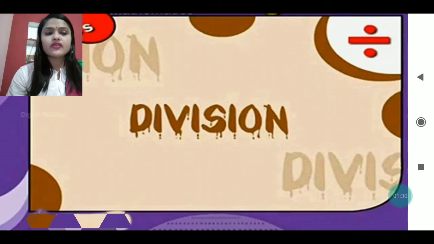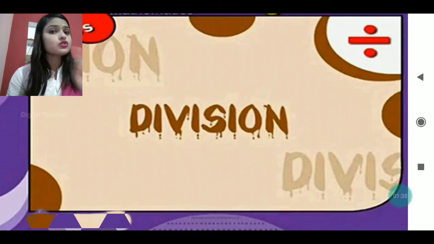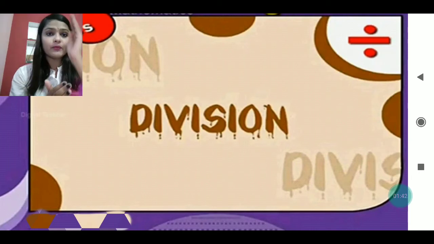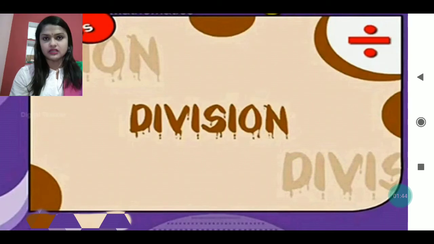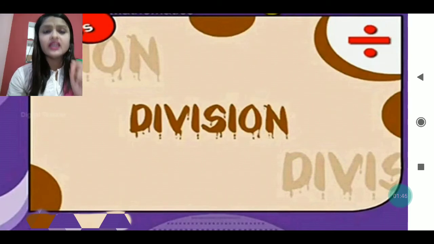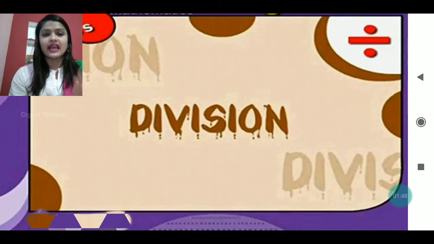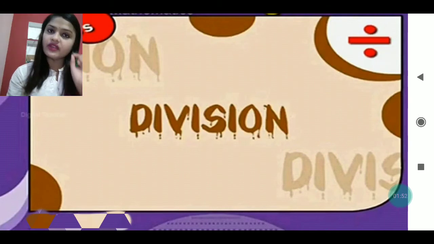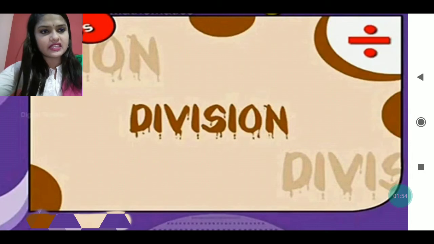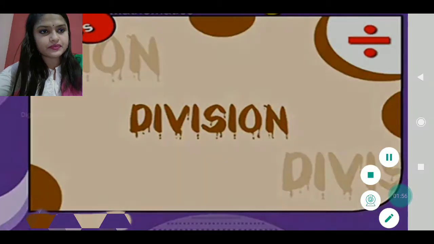Which one is the symbol of division? That is given there. That is the symbol of division: one dash and two dots in between. We don't give the dots anywhere else. The dots should be parallel to each other and in the center. Okay, so that is the symbol of division. This much I think is clear.